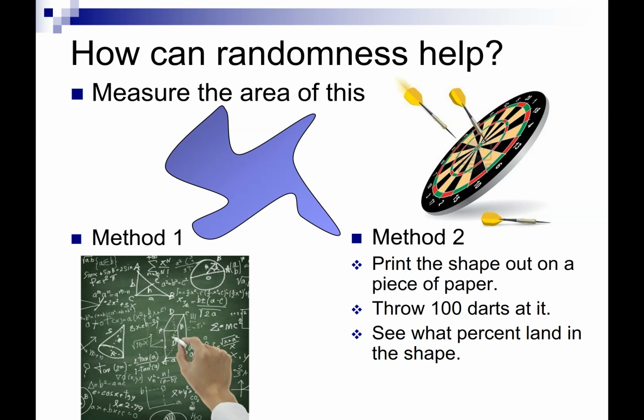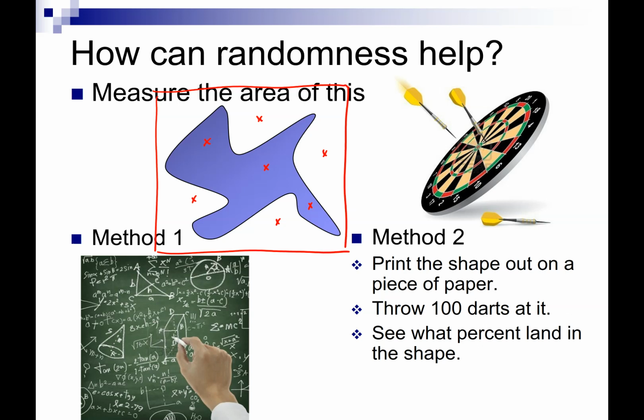So for example, if you printed out the shape on this piece of paper, and then you throw a bunch of darts, maybe some of them are going to hit the shape and some of them are not. And then you just look at the percentage that hits. And then you multiply that by the area of your piece of paper. And that tells you approximately what the size of this shape is.